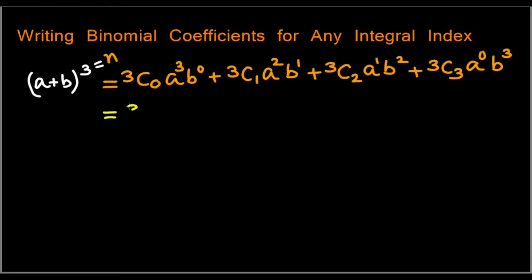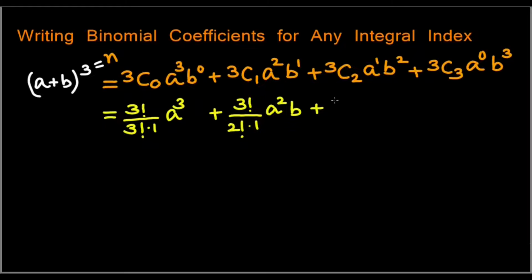3C0 will be 3 factorial upon (3 minus 0), that is 3 factorial, into 0 factorial, which is 1, a cube, b raised to 0 will be 1, plus 3C1 will be 3 factorial upon (3 minus 1), that is 2 factorial, into 1 factorial, which is 1, a squared, b raised to 1 is b, plus 3C2 will be 3 factorial into (3 minus 2), that is 1 factorial. 1 factorial is 1 and 2 factorial, a raised to 1 is a, b square, plus 3C3 will be 3 factorial upon (3 minus 3), that is 0 factorial, which is 1, and this 3 factorial, a raised to 0 is 1, so it will be b cube.